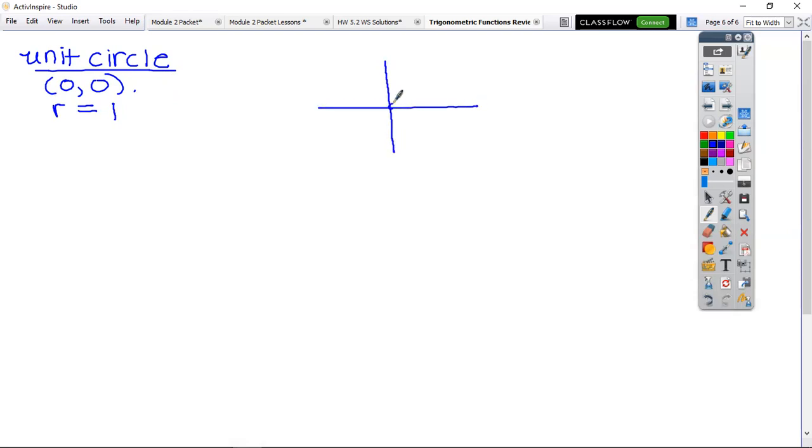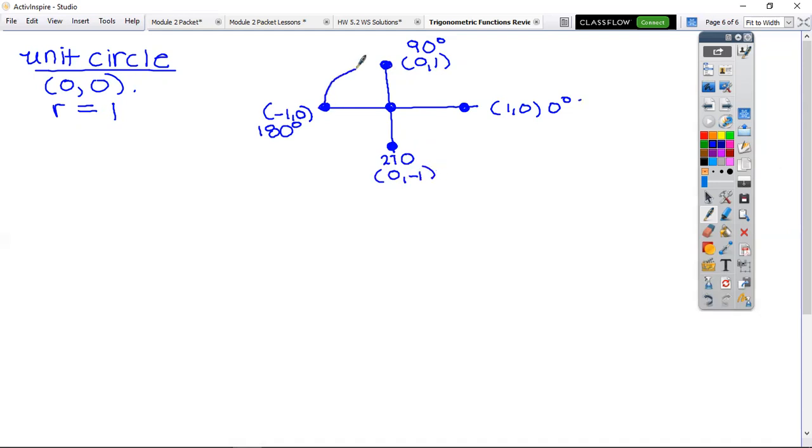So I start at 0, 0. I go over 1. So this is the ordered pair 1, 0, located at 0 degrees. I go back to the center, and then I go up 1. So this is 0, 1, located at 90 degrees. Next, this is -1, 0, located at 180 degrees. And lastly, down here is 270 degrees. And that is the ordered pair 0, -1. All right, so draw your best circle.